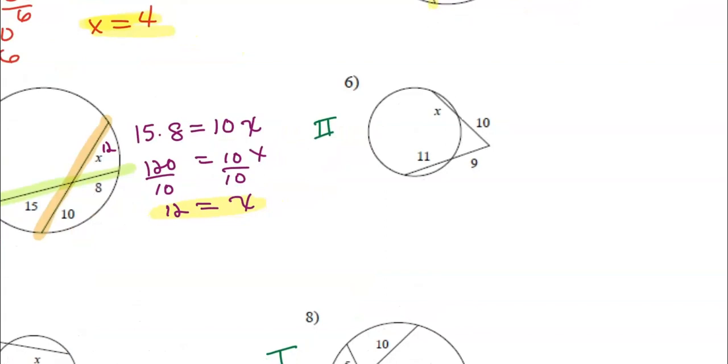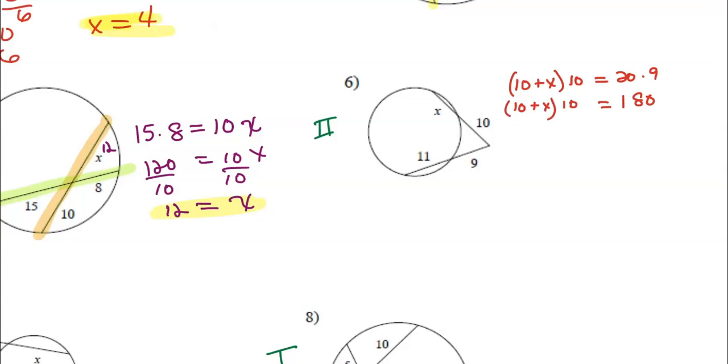These are secant lines. So what's going to happen is the entire secant line, which is 10 plus x, times the exterior piece of it has got to equal the entire secant line, which is 9 plus 11, and that's 20, times 9, which is the exterior piece of it. Okay, so 9 times 20 is 180.